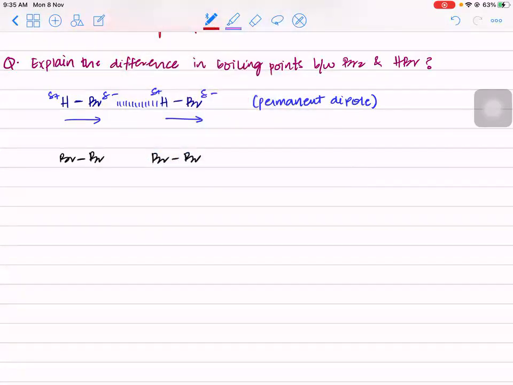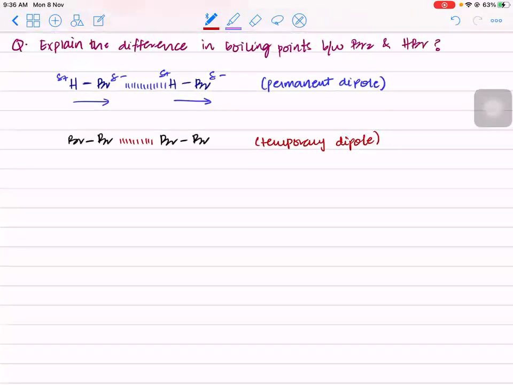Because this is a non-polar molecule, it will have temporary dipole induced dipole forces. And which one is stronger? Permanent dipole forces. So which one do you think will have a greater boiling point, bromine or HBr? HBr. Why? Because it has stronger intermolecular forces, which are permanent dipole forces, compared to bromine, which has weaker intermolecular forces, that is temporary dipole forces. Clear?